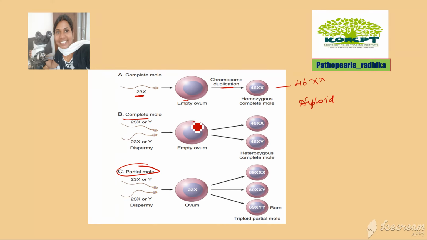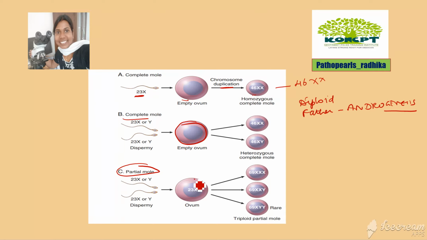Or else you can have an empty ovum which is fertilized by 2 sperms. When you see this, the genetic material is completely from the father because the ovum is empty. So this we call androgenesis. I'll tell you why this is important at the end of this session.